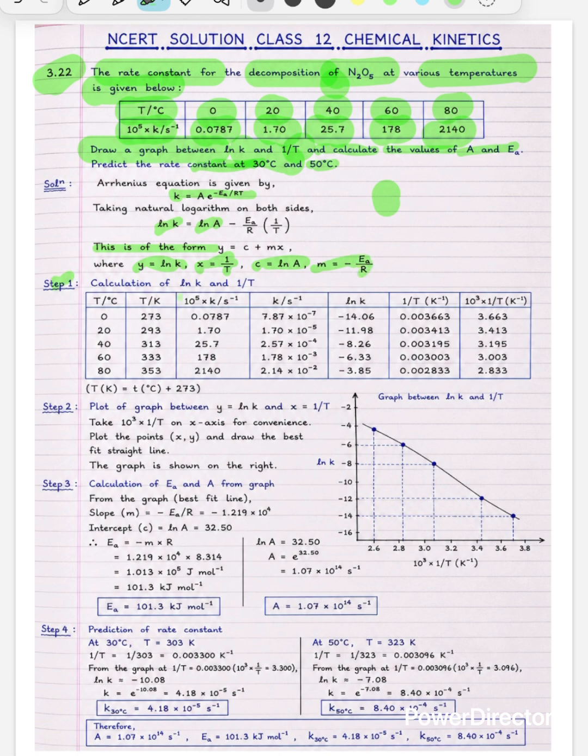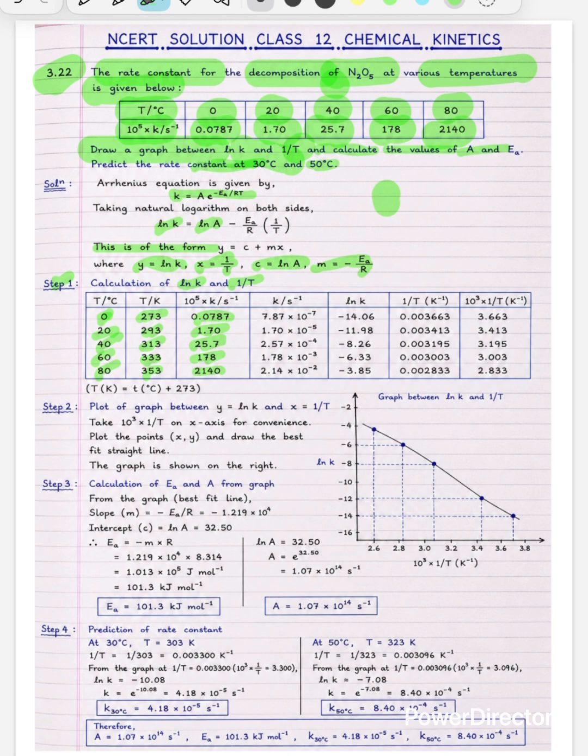So the first step is to calculate ln of K and 1 by T, because we have to make the graph between natural log of K and 1 by T. Put the values of temperature in degree Celsius, that is 0, 20, 50 and 80 according to the question. Now convert it into Kelvin. For the conversion to Kelvin, just add 273: degree Celsius plus 273 becomes Kelvin. So this is the value in Kelvin. Next is the value of K as given in the question: 0.0787, 1.70, 25.7, 178 and 21.40.